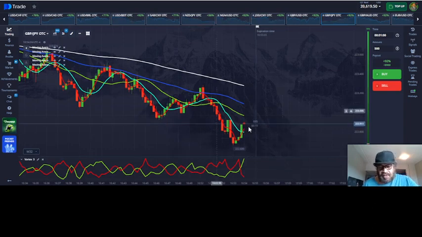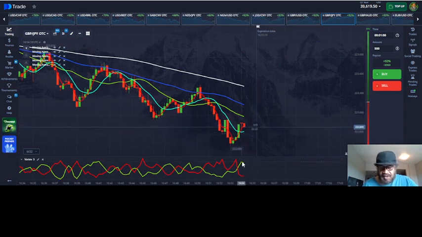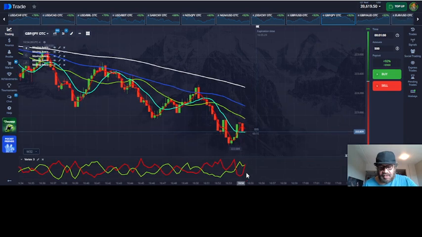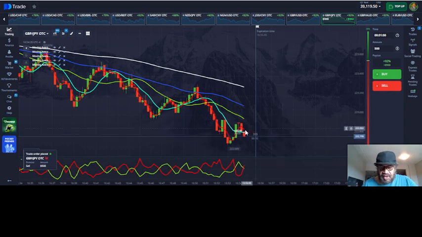We have all the SMAs sloping downwards except for the 3 SMA, which is the short-term SMA. But I use it to look for retracement and look for where I can get the reversal at the right time. So what I'm doing now is waiting for the cross of the vortex lines here. I'm waiting for the red vortex cross, and there we go. All right, so I just took a sell trade here at this level.